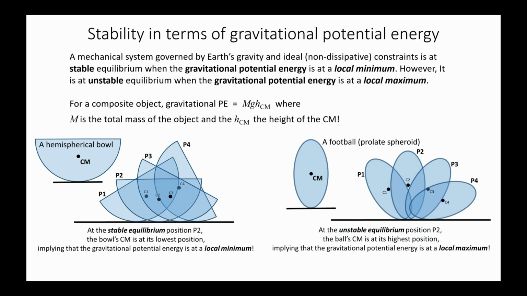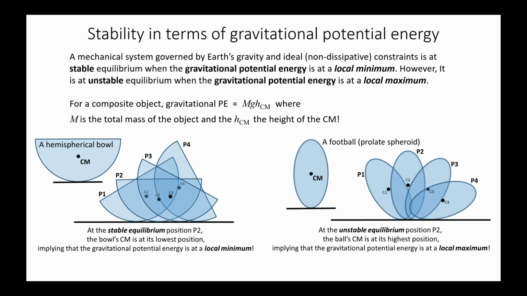For a composite object or physical system, by composite we mean something that's comprised of more than one particle, which is placed close to the surface of Earth, the gravitational potential energy can be expressed in this simple form: the total mass of the system times the acceleration due to gravity times the height of the center of mass.